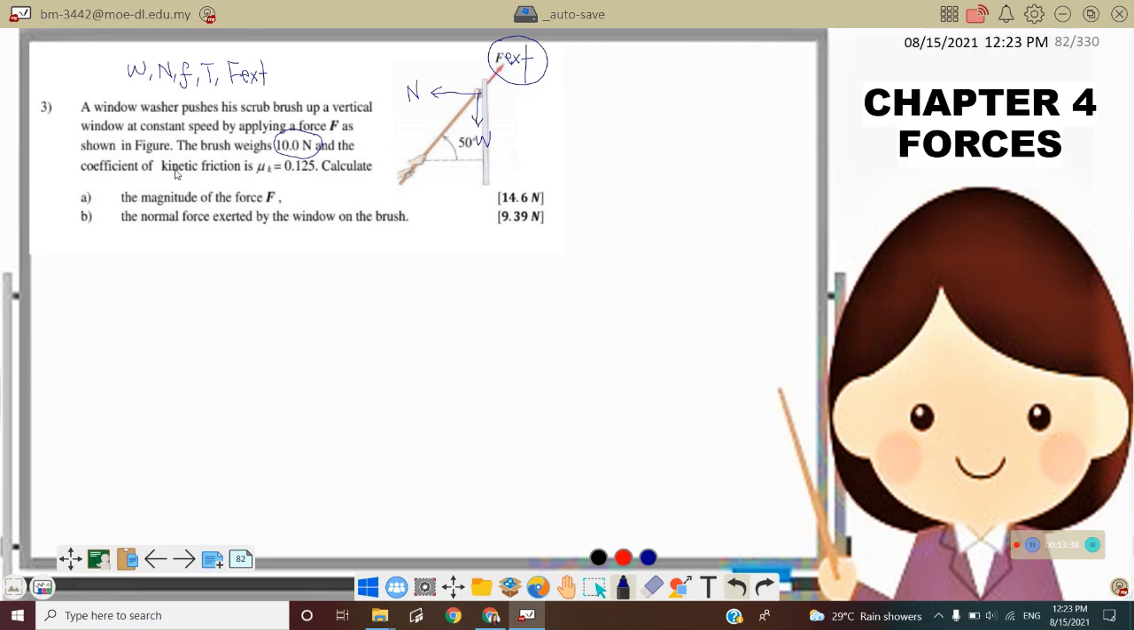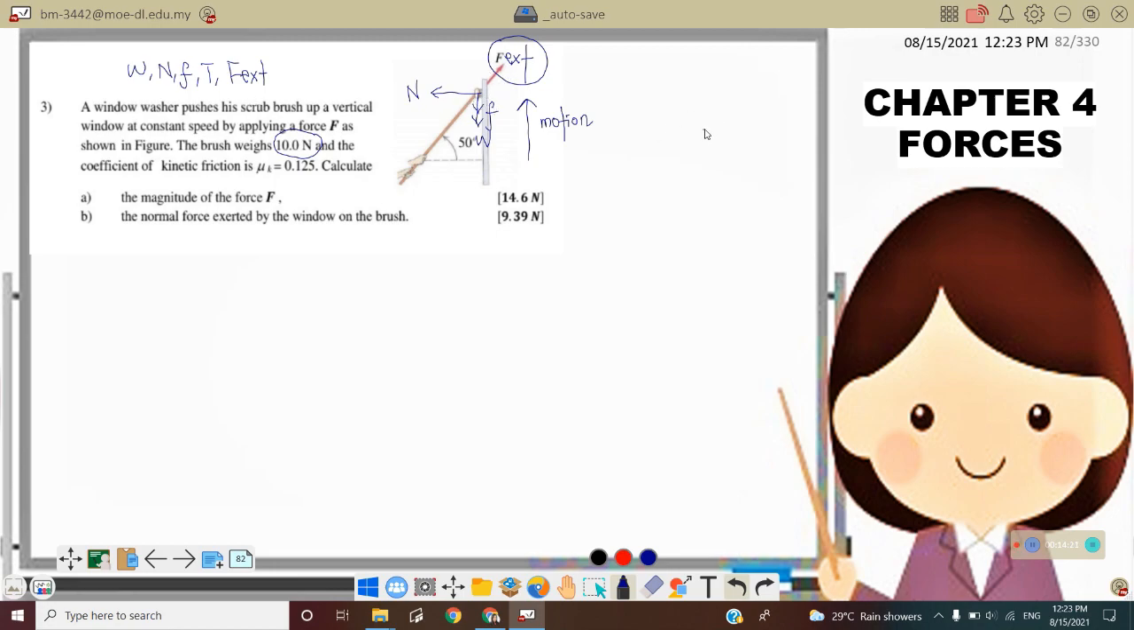Friction, yes, because the question already gives us the kinetic friction, so there's a friction. The direction of the friction is always opposed to motion. Because the question says it is pushed upward, this is the motion, so our friction is opposed, meaning our friction should act downward. And do we have tension or not? No, we don't have tension because there's no string, no wire, no cable. And F external, yes, already given.